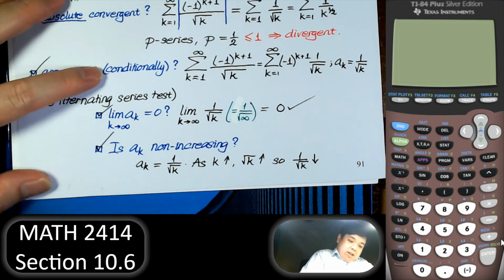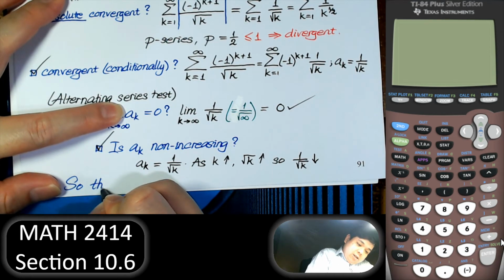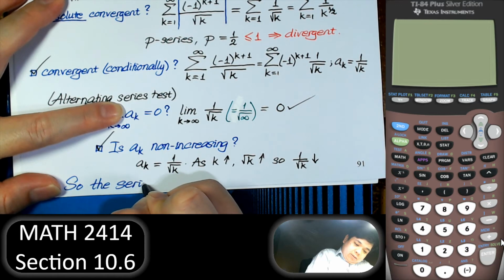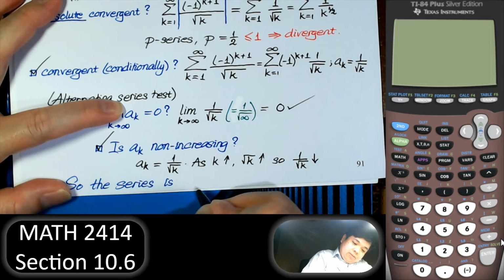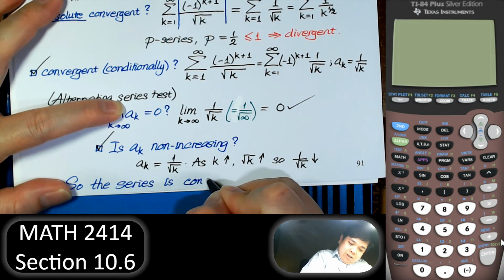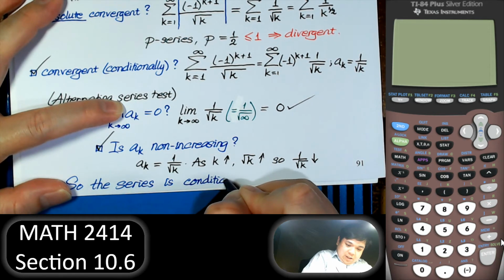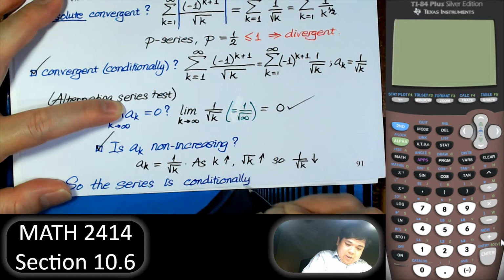So we say the series converges conditionally, is conditionally convergent.